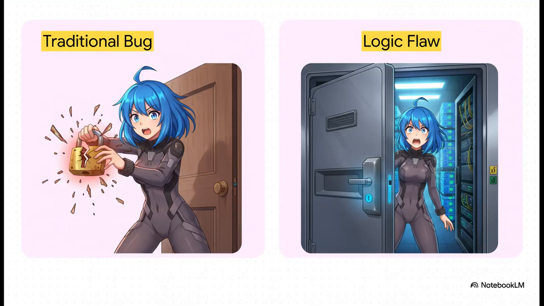And here is the perfect way to picture the difference. A traditional bug, like a missing security patch, that's like having a broken lock on your front door. It's an obvious weakness. But a logic flaw, that's a perfectly built, high-security door. It works flawlessly, except it was designed to lead you straight into the bank vault instead of the hallway. The door itself is perfect, but the logic behind where it goes is catastrophic.